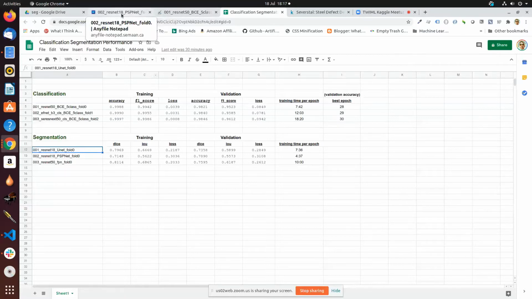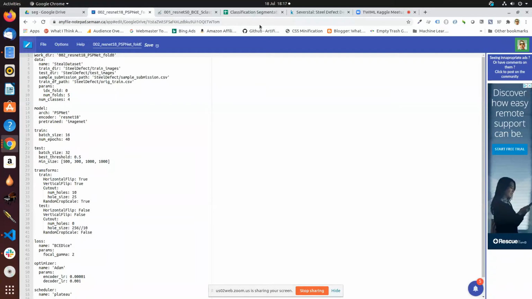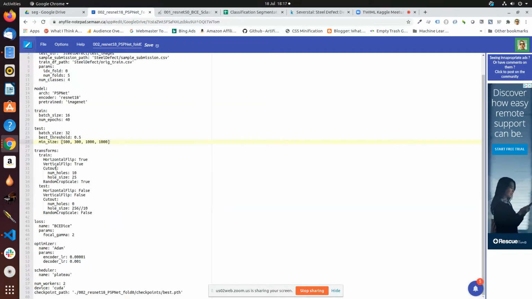Here's the setup file for the PSP network. So you can see exactly, he has this minimum size thing, and this is the transforms he's doing. He's using cutout transform as well, where you're getting the little black holes. I've noticed he's using this BCE dice loss. Nice, which sounds very similar to what you've been trying yourself over the last few weeks. Yeah, that's interesting. I haven't looked at his loss function, but it looks as if it's a combination of the two as you've been trying.